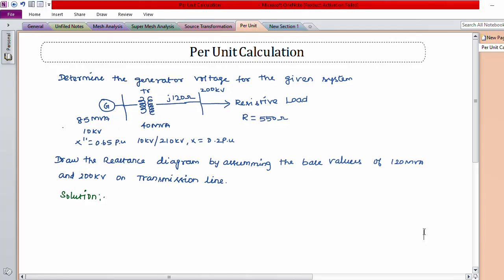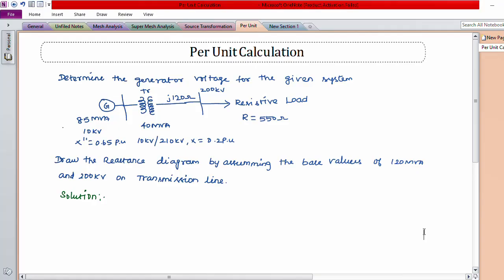load. The rating of the generator is 85 MVA, 10 kilovolt, and the subtransient reactance is 0.65 per unit. The rating of transformer is 40 MVA, 10 kilovolt/210 kilovolt, and the reactance is 0.2 per unit. Then the impedance of the transmission line is j120 ohm, which is connected to the bus at 200 kilovolt. And that bus is connected with the resistive load, that is R equal to 550 ohm.